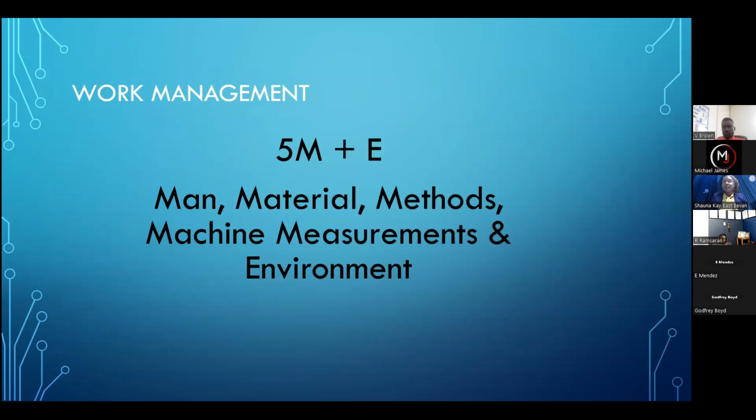So work management from a rudimentary basic level is 5M plus E, and we all as professionals know what 5M plus E is. It is putting everything that we need to put in place: resources, materials, methods, machine, measurements, and considering the environment for us to deploy a particular maintenance strategy. For lack of a better way of putting it, planning the activity, right?